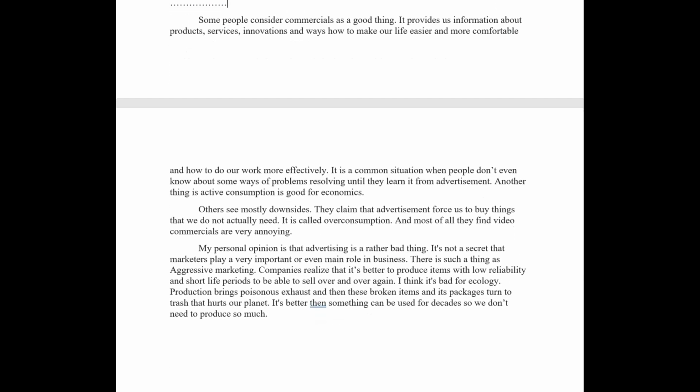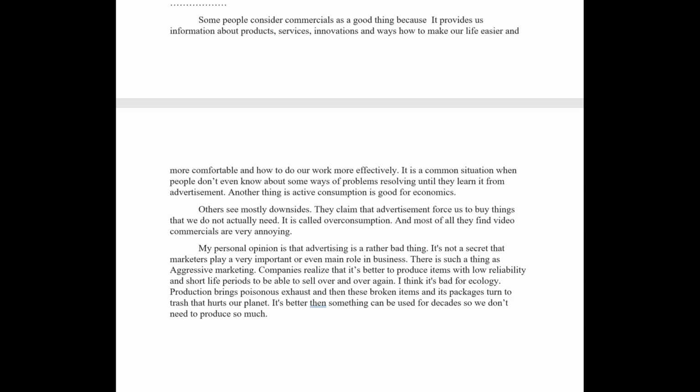Then here, some people consider commercials as a good thing, okay? So link this together, because they provide us information about products, services, innovations, how to make our life easier and more comfortable, and how to work more effectively. Good. You don't need that. Well done, that's nice there, good. It's a common situation when people don't even know about some ways of problem resolving until they learn it from an advertisement.